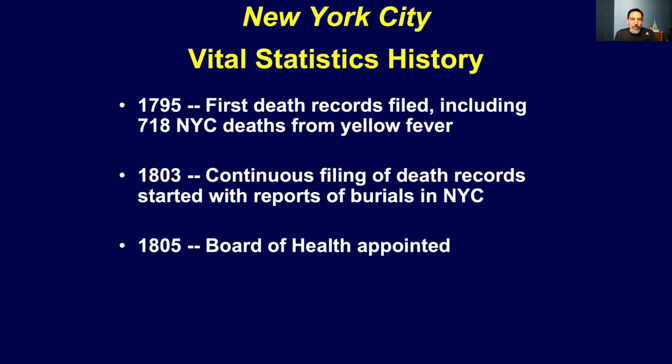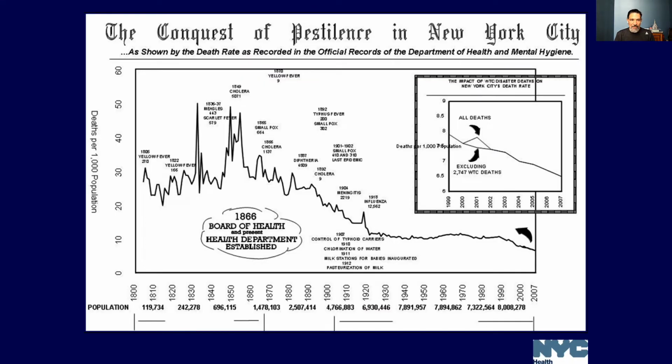In New York City, you might remember from the history that we covered a few weeks back that they started recording deaths as far back as 1795, and then began compiling continuous death records in 1803 by requiring reporting of burials around the city. And in 1805, the Board of Health was appointed to oversee this registration work. And this gets back to the graph that we showed.